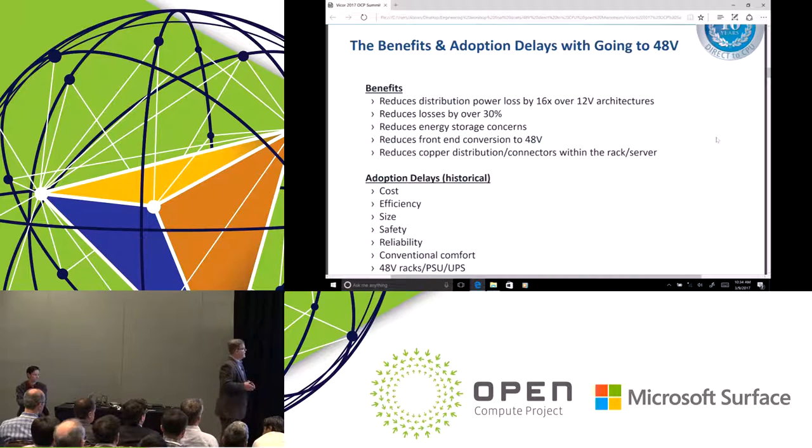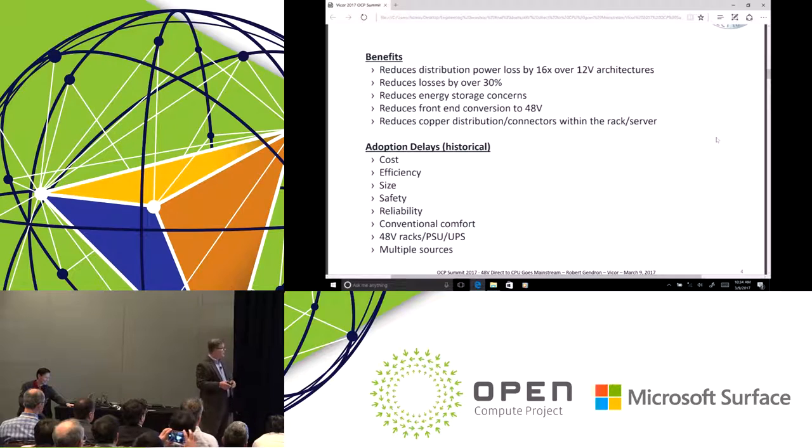But talking about the adoption delays that I've listed here, you scroll up just a hair. So these are the delays, and I put in parentheses, they're historical, because most of these now are gone. And now we start getting into the realm of the benefits of 48 volts and the operation of 48 volts, and now the specific implementation of Vicor's 48 volt direct to CPU, okay? Because again, as you will hear from different suppliers and such, this is where there starts to be differences in the actual implementation of a 48 volt VR type solution.